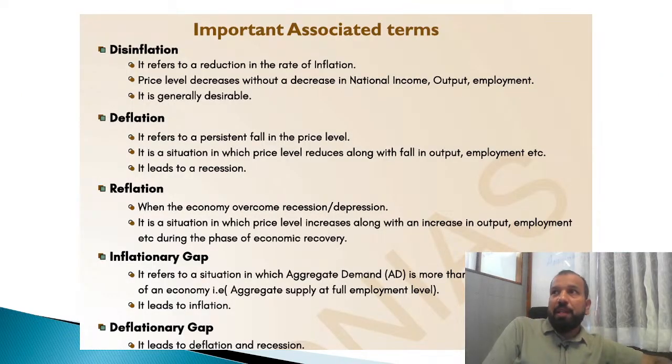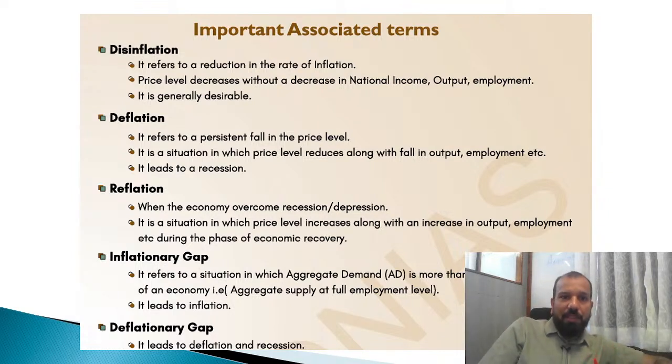These are the very important terms associated with inflation. The first is disinflation. Disinflation is the opposite. It refers to a reduction in the rate of inflation. The price level decreases without a decrease in national income, output, and employment. It is generally desirable. Suppose the normal price used to be 10 rupees. Very simple. It became 15. That is called inflation. But again 15 to 13 rupees, that is called disinflation.